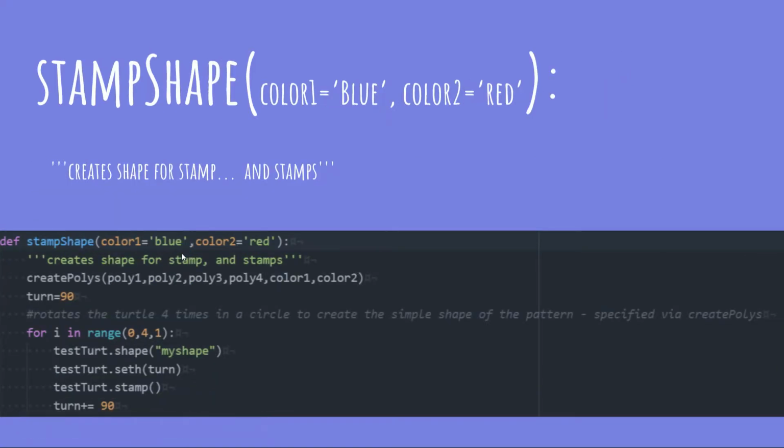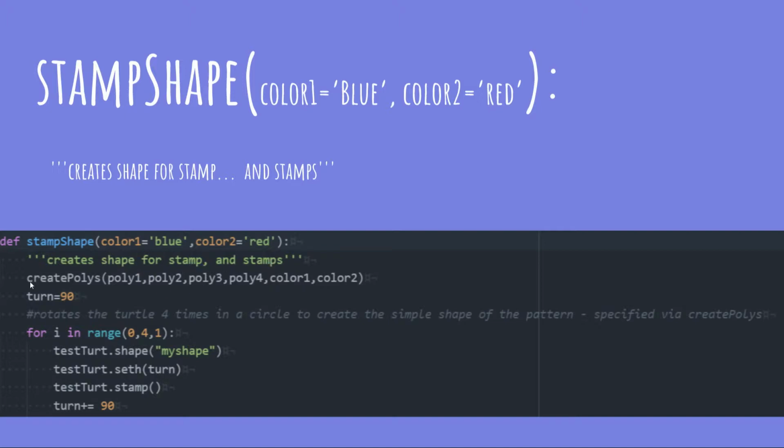Stamp shape creates a shape for stamp and then stamps. So again, color 1 equals blue and color 2 equals red. I have the functions pass in this default value so that if you were to, for whatever reason, pass in no color variable or color value, it will fill in the blanks for you and put in blue and red. But it basically means it's an optional parameter within the function. And so then it creates a shape for stamp and stamps.